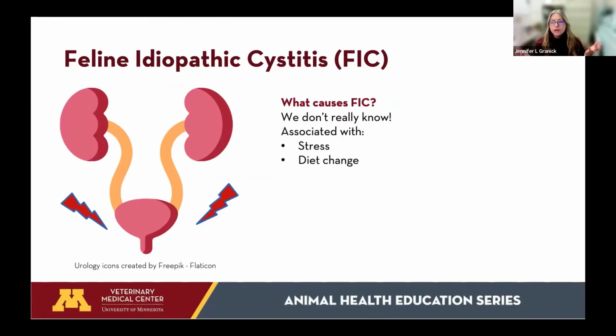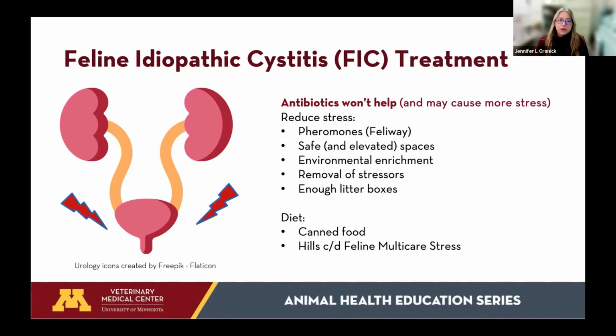What causes this feline idiopathic cystitis? Well, if any of you have taken Latin, then you'll see the root of that second word is idio, and that means kind of like ignorant. We don't really know. It's a mystery. So we know that feline idiopathic cystitis, or FIC, is associated with stress and sometimes dietary change, but we know more what we can do to try to prevent it than we know what actually specifically causes it.